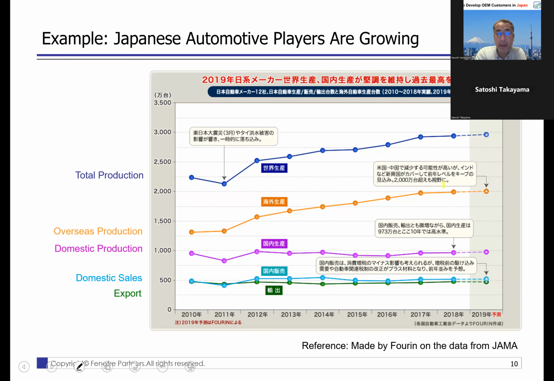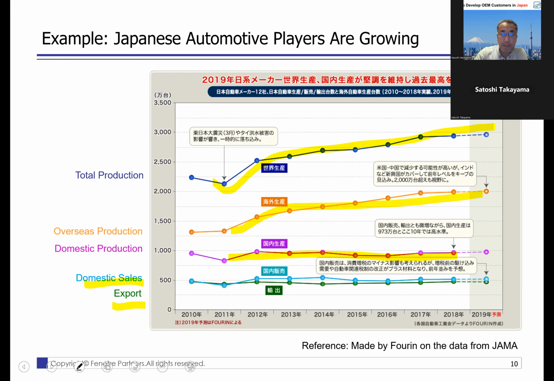The answer is obviously that the Japanese automotive companies are steadily growing. Toyota, Honda, Nissan, Subaru, Mazda, Suzuki, all players are growing. You can see some secret. Actually, export is almost the same as domestic sales. So that's why the number of production in Japan hasn't changed. So it's stable. At the same time, many Japanese automotive companies are developing factories all over the world. It's overseas production, and this is their total production all over the world.